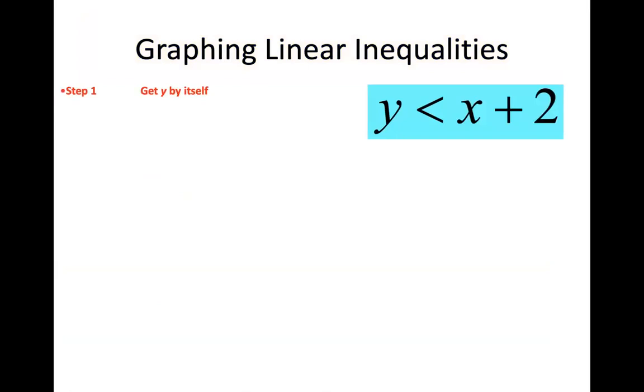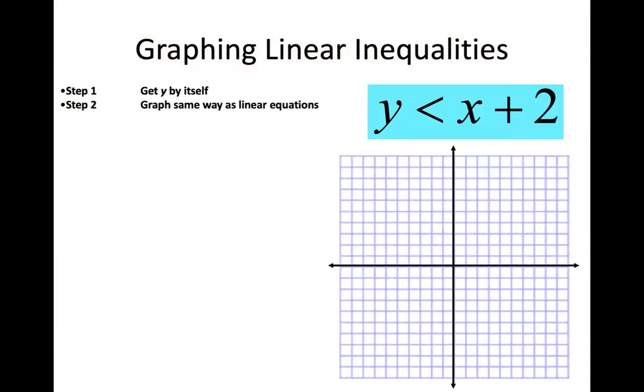So step number 1, it says get y by itself. Well, y is by itself. Step number 2, we're going to graph that inequality exactly the same way we graph an equation, with the y-intercept and the slope. So the y-intercept is 2 and the slope is 1. From that red dot, up 1 over 1, up 1 over 1. If we want to go in the other direction, down 1, left 1. So those points represent where the line is. And if this was last chapter, we'd play connect the dots and we would be done.